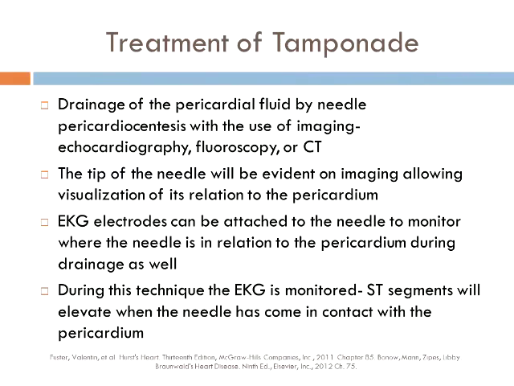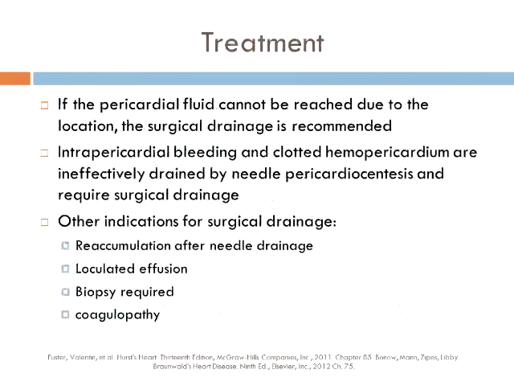There are some times where pericardiocentesis is not ideal. Usually we like to do it if there's fluid in the anterior portion or at the apex. If fluid's posterior, it's not where we can get at it very well. We usually recommend surgical drainage. Also, if there's intrapericardial bleeding or clotted hemopericardium, we also recommend surgical drainage at that point.